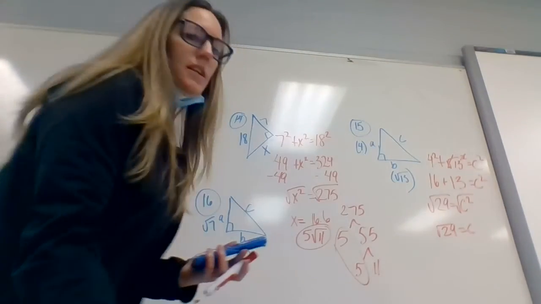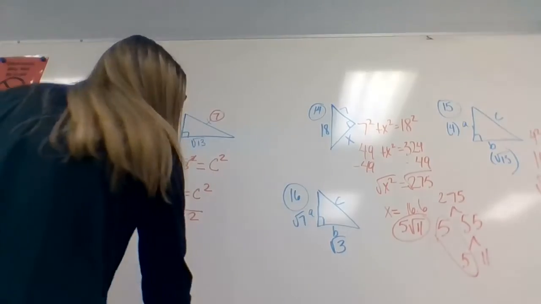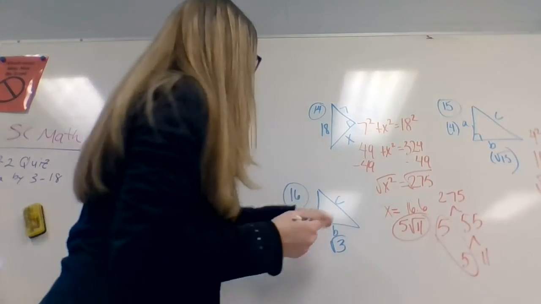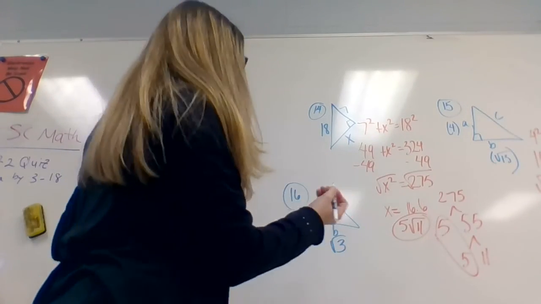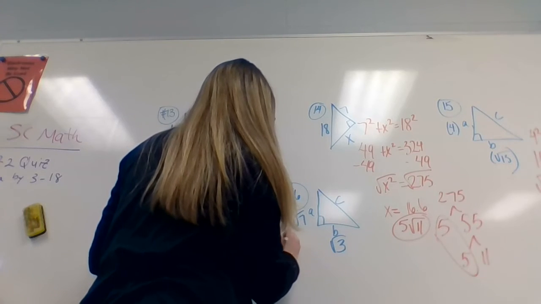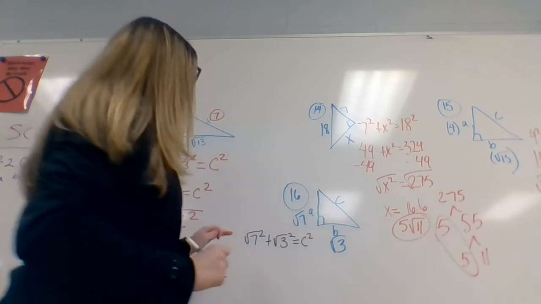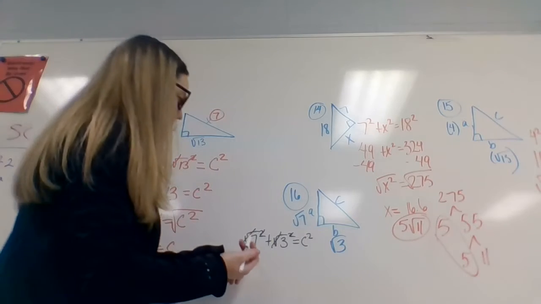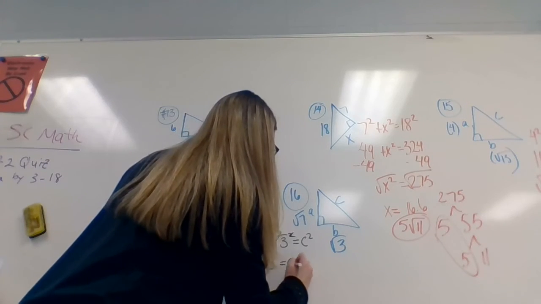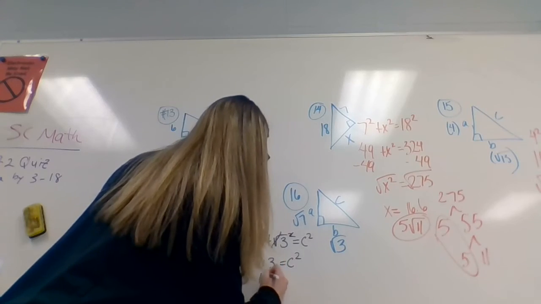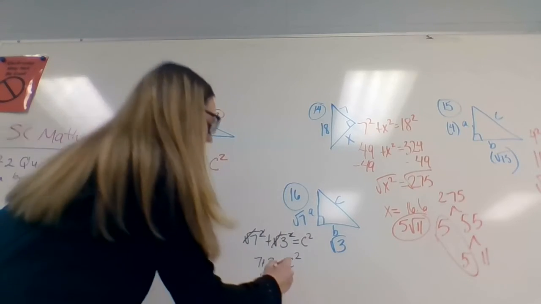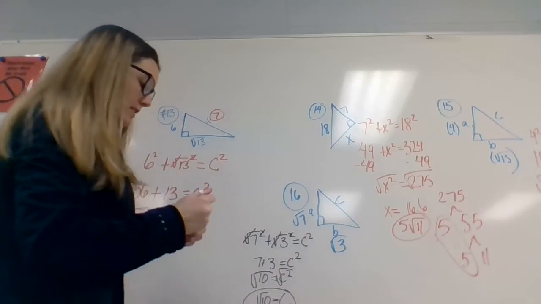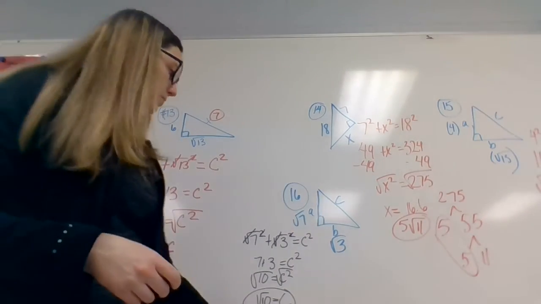Now I'm going to come over here to number 16. I'm going to grab a different color. I'll solve this one in black here. So again, I'm looking for a hypotenuse, so I need to set up my Pythagorean theorem. So root 7 squared plus root 3 squared equals c squared. This undoes itself. This undoes itself. So I'm left with 7 plus 3 equals c squared. 7 plus 3 gives me 10. And then I need to break that down because I'm looking for just c. So in this case, the hypotenuse in number 16 is root 10.